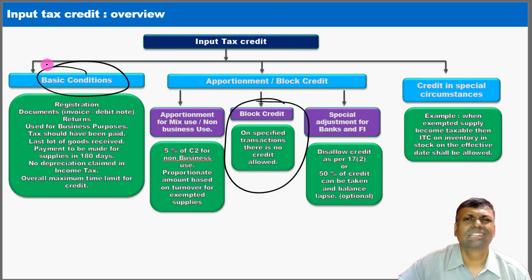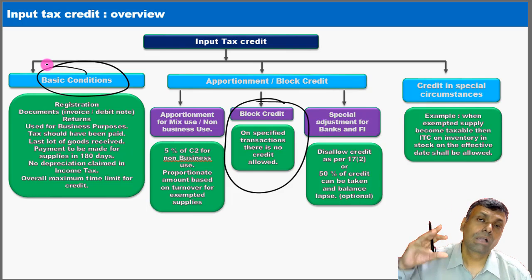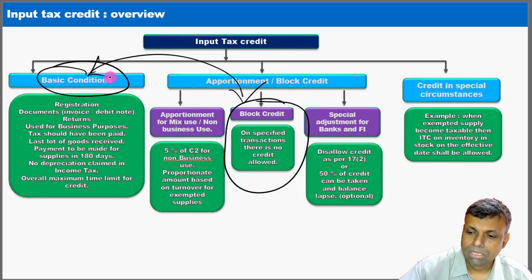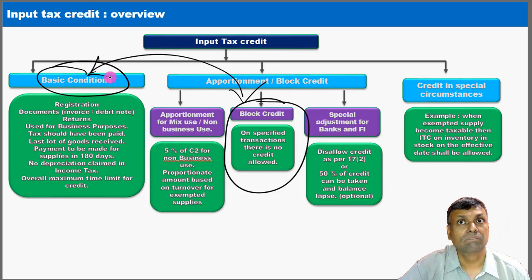And these basic conditions are hardcore basic conditions, for example, your proper documentation, return filing, your things should be in order and all that kind of situation. So the hardcore basic conditions should have been satisfied, and it should not be covered by the block credit situation. So these two things normally work in tandem, together, for the purpose of decision making.